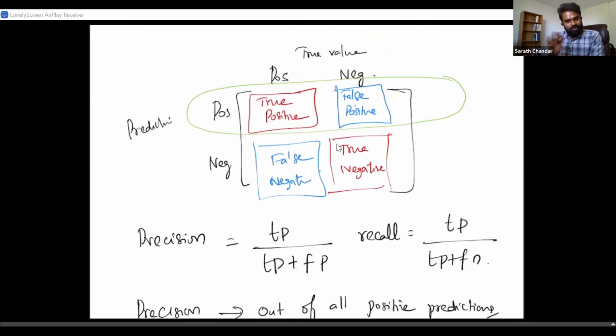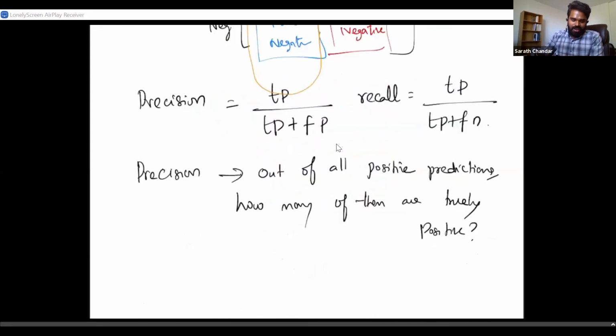Recall is a different type of metric. What is the denominator in recall? It is basically TP plus FN, right? Let me see if I can find another color. So this orange is the denominator in recall. What does this mean? This is actually all the original positive examples. So recall tells you how many of the total number of real positive examples your model can recover.